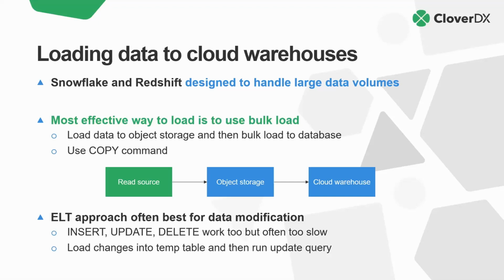So what typically happens is that you run your workloads as an ELT, meaning that you create a temporary table, you load your changes into that, and then issue an update query that will modify your target table based on whatever is in the temporary table. This is frequently done, for example, for updates and so on.